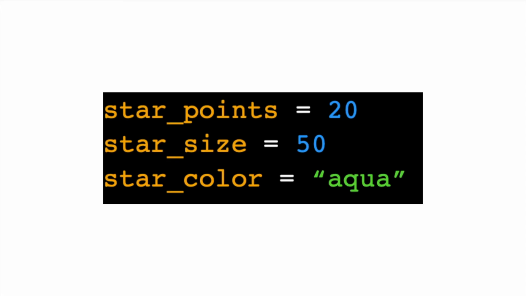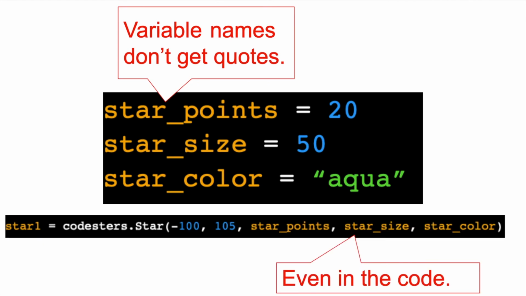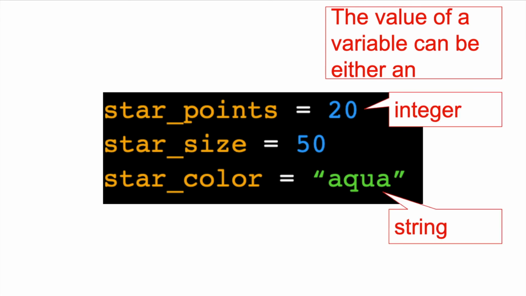There are two things to remember about variables. First, variable names don't get quotation marks. Even though they look like a string, they don't get quotation marks, even when you use them in the code. Notice that star points, star size, and star color do not have quotation marks. The second thing to remember is that the value of a variable can be either an integer or a string.